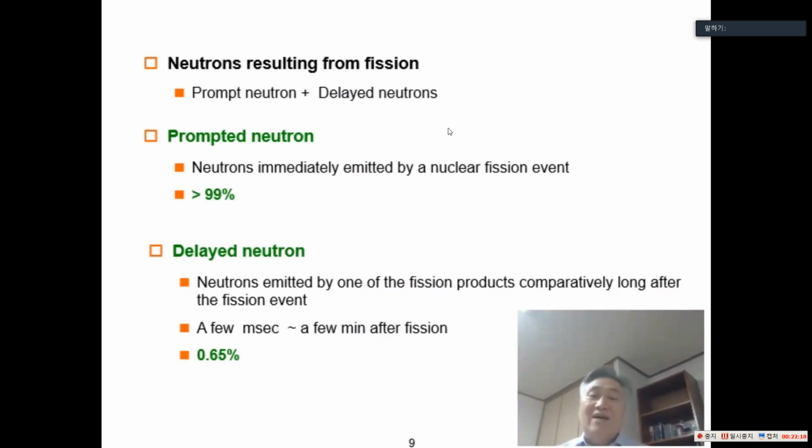If we have a large prompt neutron portion, the power increases abruptly. If we have delayed neutron, we can delay the abrupt power increase. At the end of the day, we will learn that if we have a larger delayed neutron portion, unexpected power doubling will be mitigated. So the portion of delayed neutron is very important for nuclear safety.